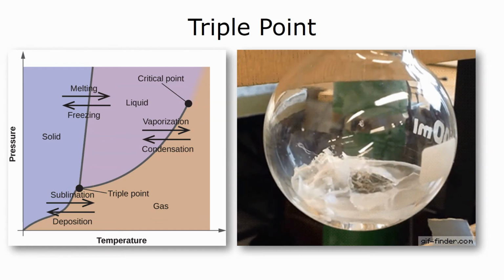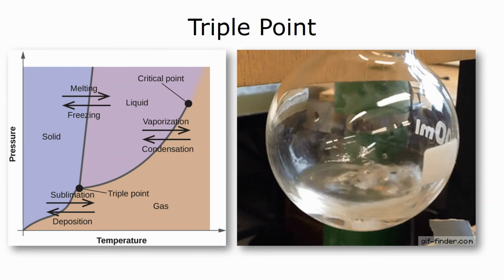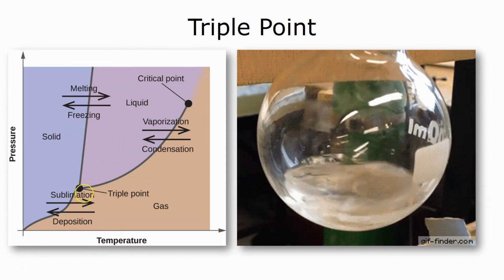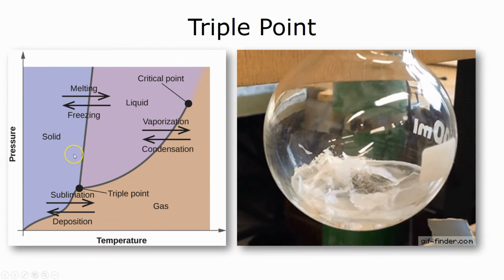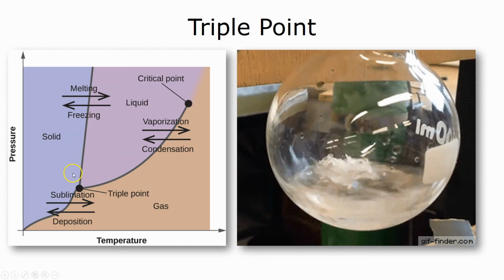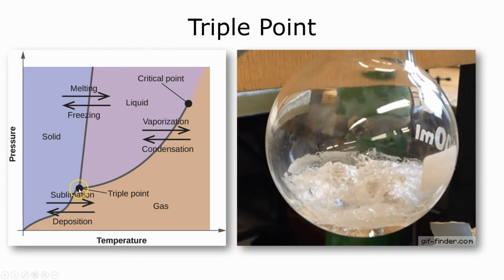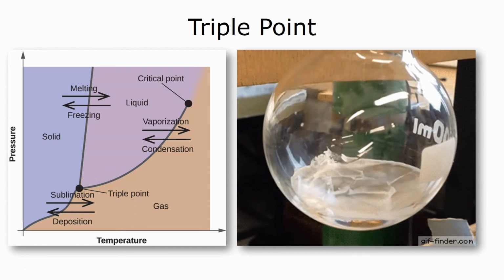Here's a really good example of what the triple point looks like for hexane. Here we have lowered the pressure using a vacuum to a point where, well, yeah, actually we can not only condense the gaseous hexane, but then we can freeze it. And if you manipulate it just right, you can keep those three phases right at equilibrium with each other.